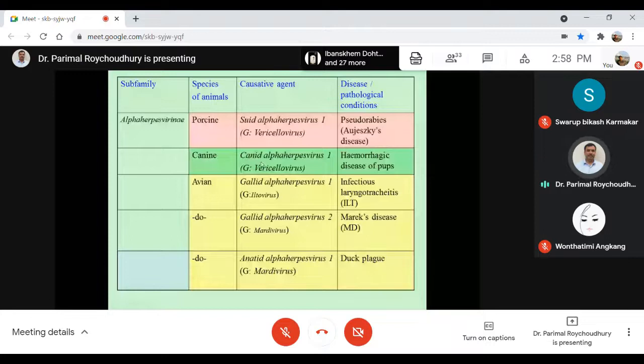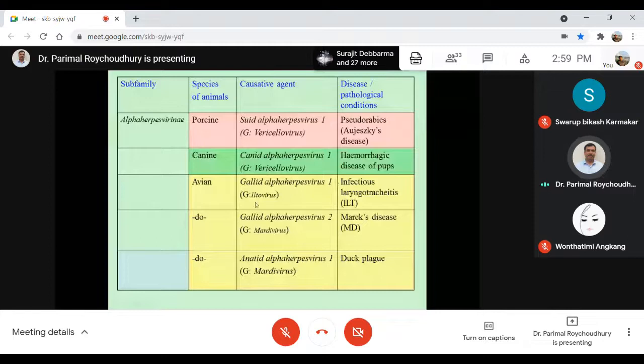Then under avian, there is infectious laryngotracheitis, and recently it has been given the genus name Iltovirus, infectious laryngotracheitis, ILT, Iltovirus genus. The causative organism is gallid alpha herpes virus 1. Then there is Marek disease, the tumorigenic infection of poultry under the Herpesviridae family, caused by gallid alpha herpes virus 2. This one is 1 and this is 2. One causes infectious laryngotracheitis and 2 causes Marek disease. However, the genus is different: for infectious laryngotracheitis the genus is Iltovirus, and here it is Mardivirus.